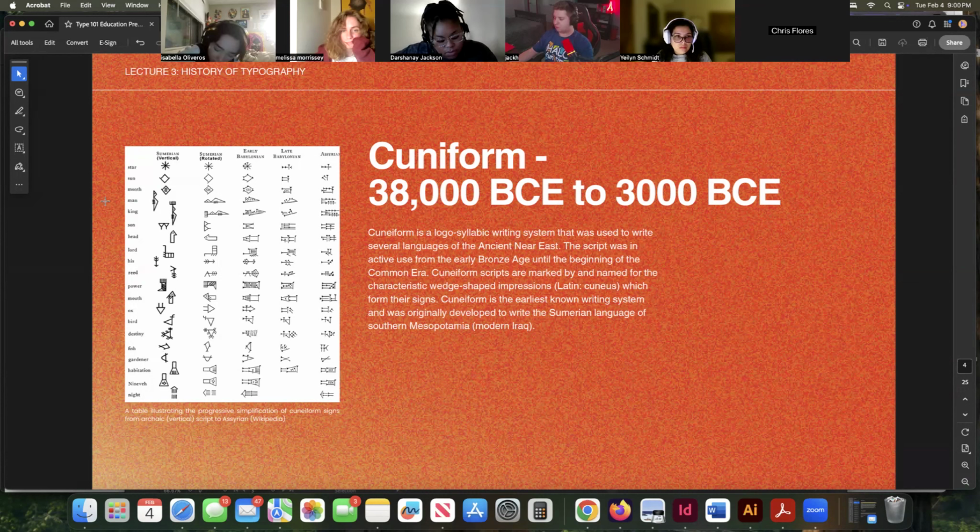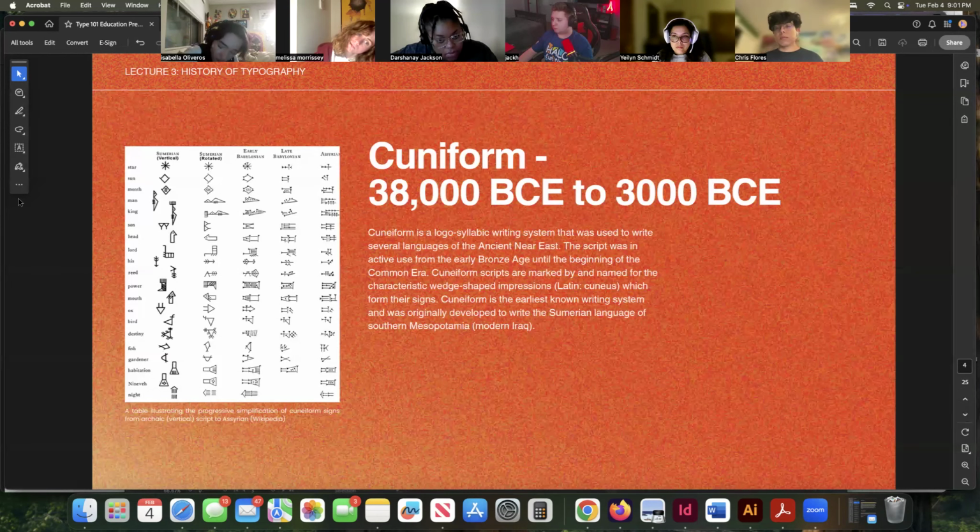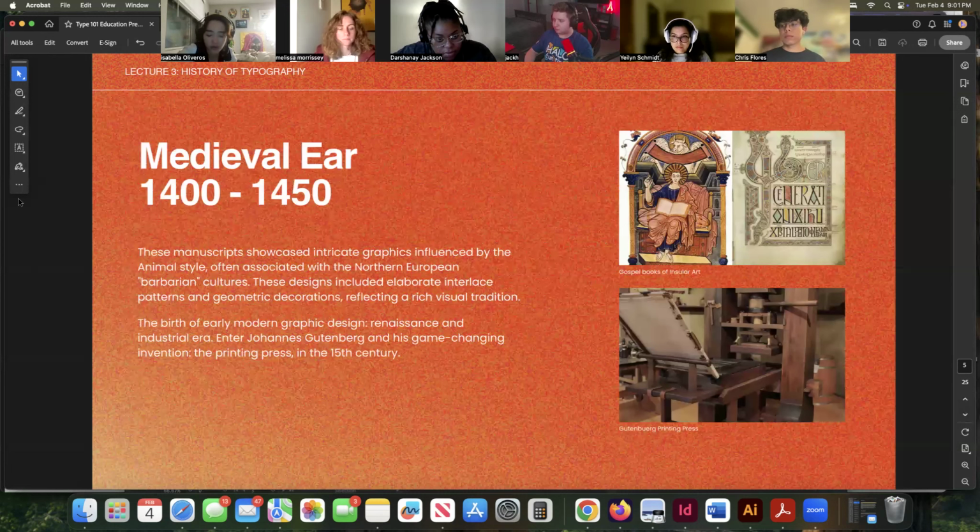Cuneiform scripts are marked and named by characteristics of the wedge-shaped impressions, from the Latin cuneus, which form their signs. Cuneiform is the earliest known writing system and was originally developed to write the Sumerian language in southern Mesopotamia, which they used a lot for trading and money. And we skip all the way to the medieval era because we went over all the Roman era. And we get to the medieval era.